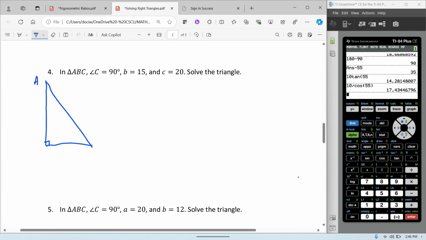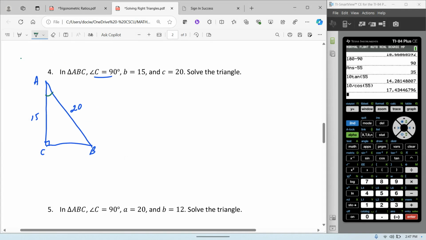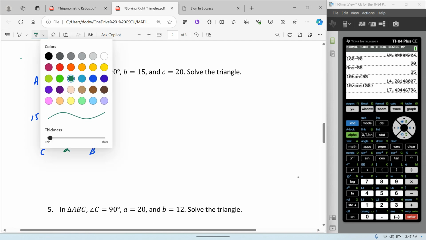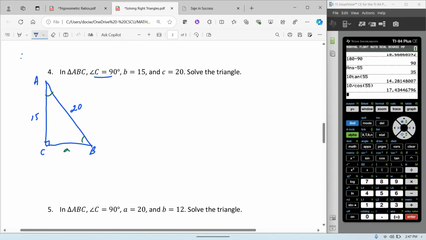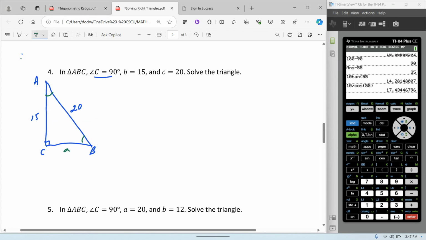we have angle A, B, and C. We know that angle C is a 90-degree angle. We also know that side B is 15 and side C is 20. We don't know the measure of angle A. We don't know the measure of angle B, and we don't know side A. So we're going to need to solve for angle A, angle B, and side A.